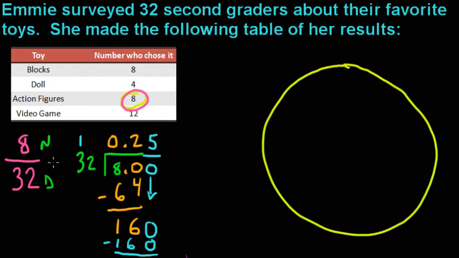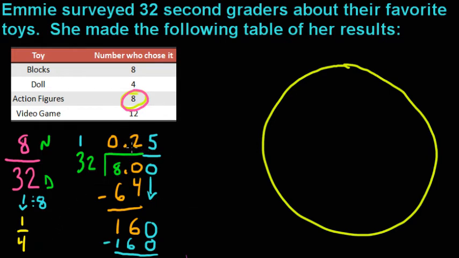Now, had we just simplified this fraction, we could factor out 8. We could divide both of these by 8, and we would have gotten 1 over 4, 1/4, which we know is 25 percent anyway, or 0.25, 25 hundredths.